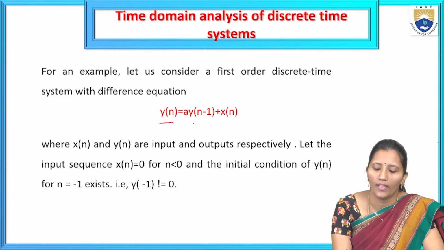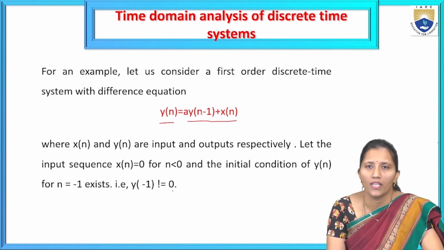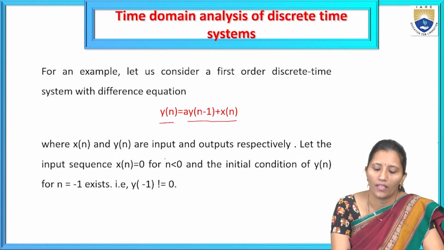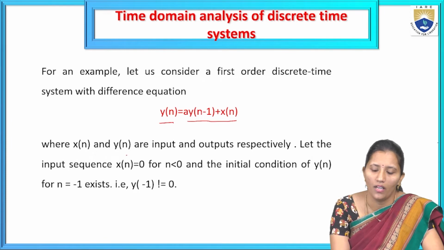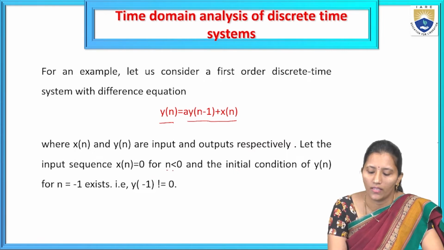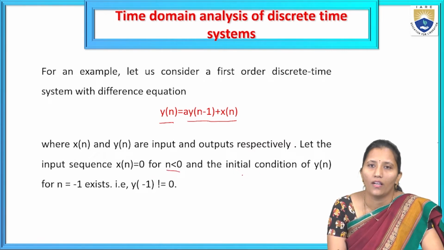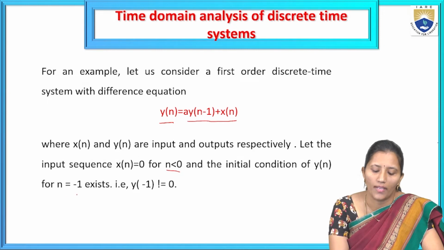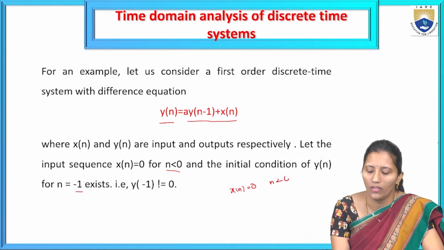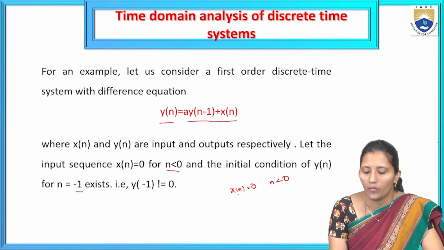y of n is equal to a into y of n minus 1 plus x of n, where x of n is the input and y of n is the output. Here let the input sequence x of n be equal to 0 for n less than 0, and the initial condition of y of n for n equal to minus 1 exists. So we are taking the conditions x of n is equal to 0 for n less than 0, and we will get the input for n greater than or equal to 0 only.